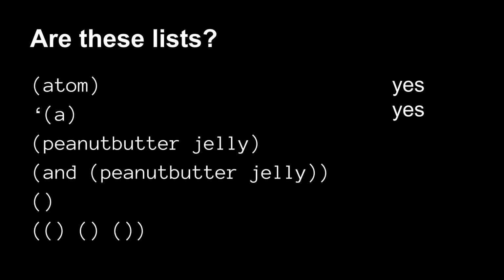Well, what about this next thing? It's got two elements in it, and it's got two elements in it, but it still has parentheses on the outside of both of those. Are those lists? Yes, they're lists, because it's got two elements and it's surrounded by parentheses, and the parentheses part is what makes up the list. So what about this next part?